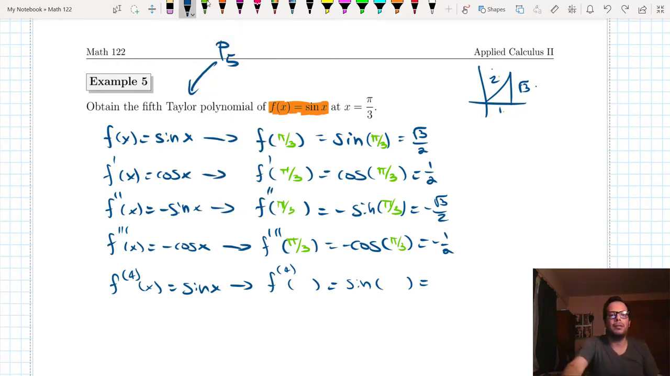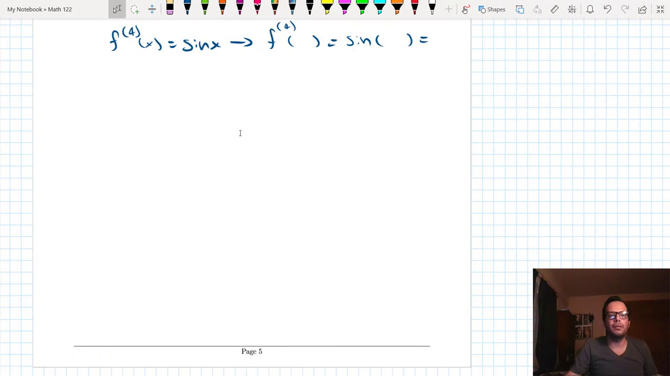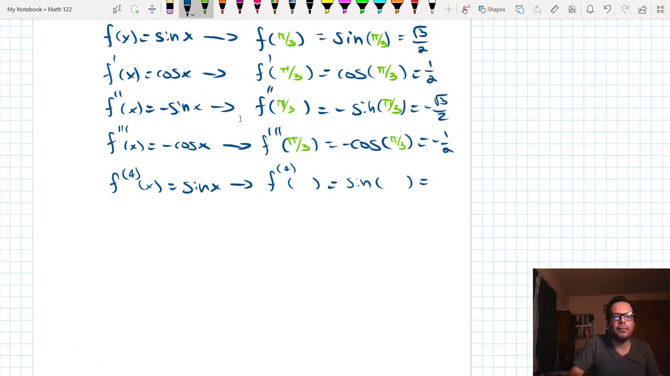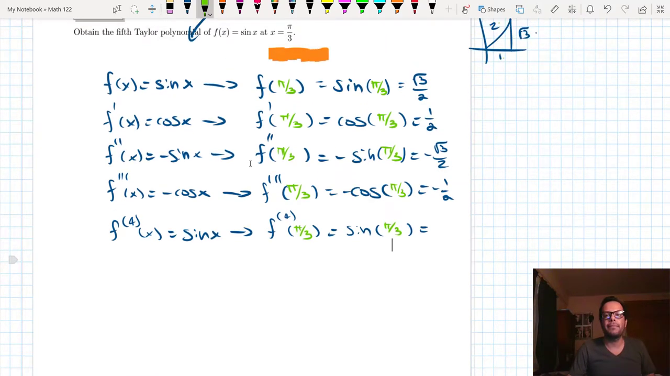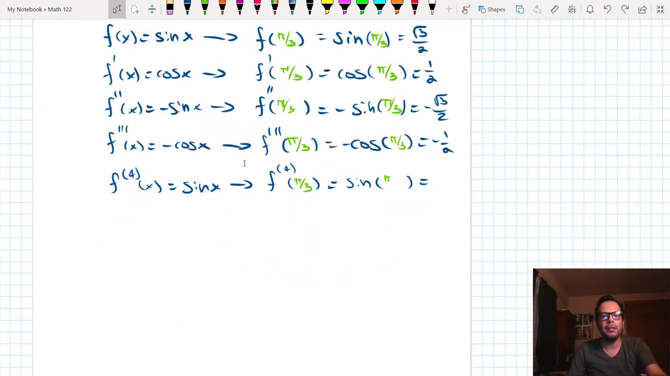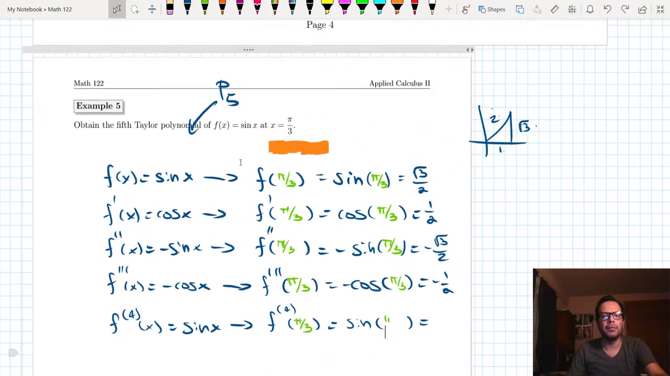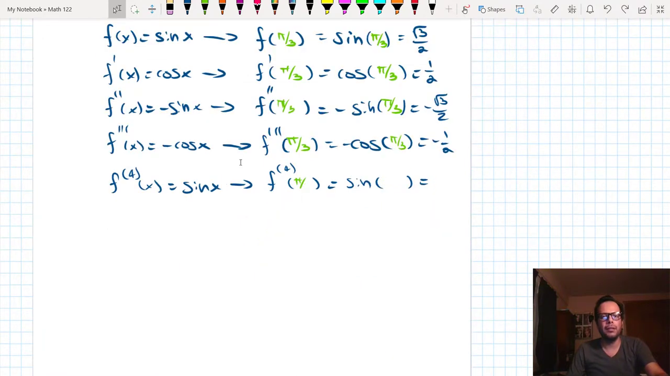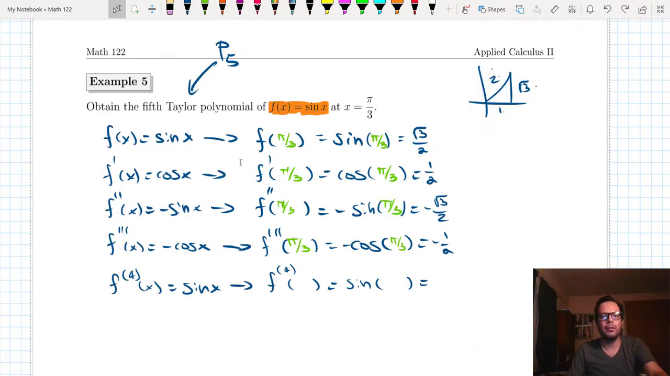Okay, I don't know what's going on here. Give me a sec. Oh, there it is. So pi over 3. Okay, I don't know what happened here. It turned a little bit larger. Okay, there it is. Something happened.